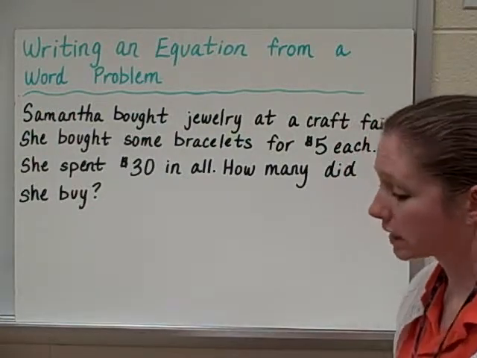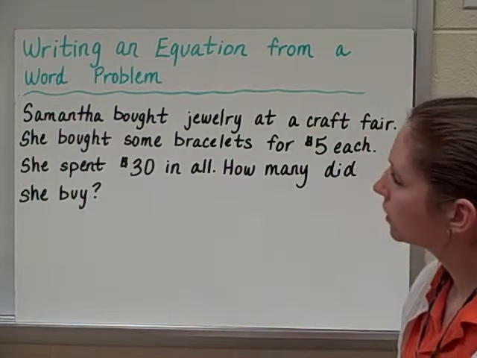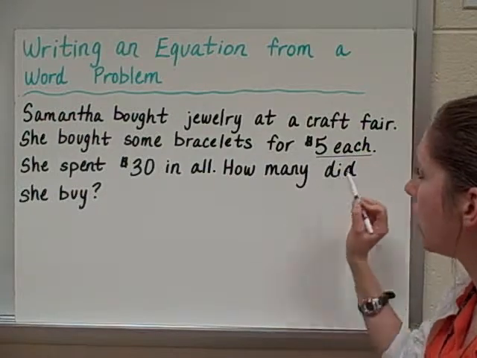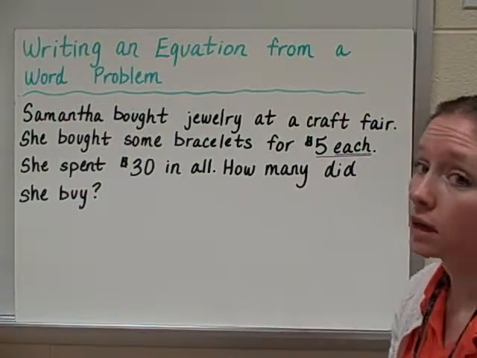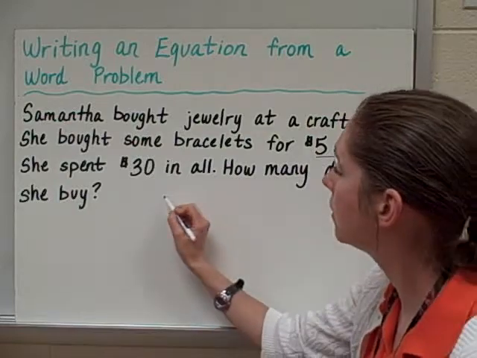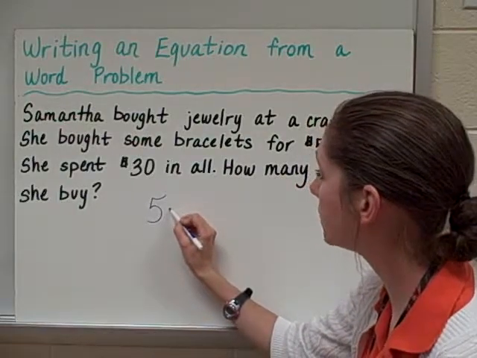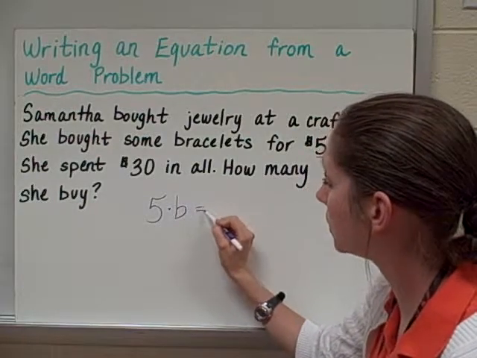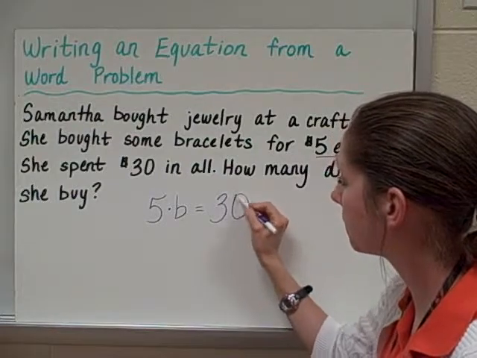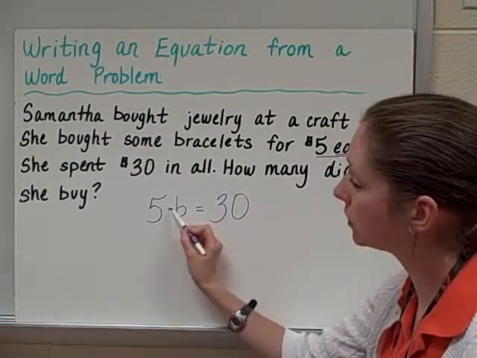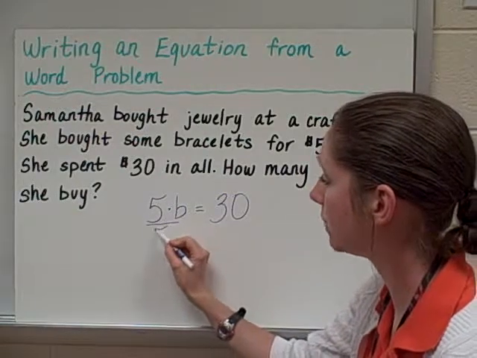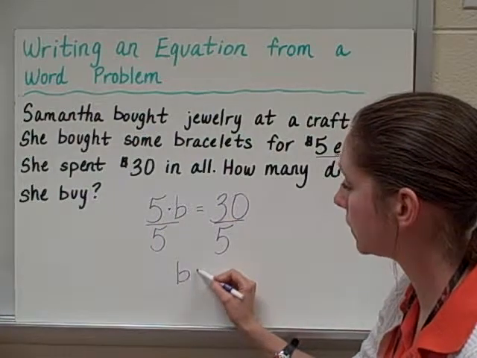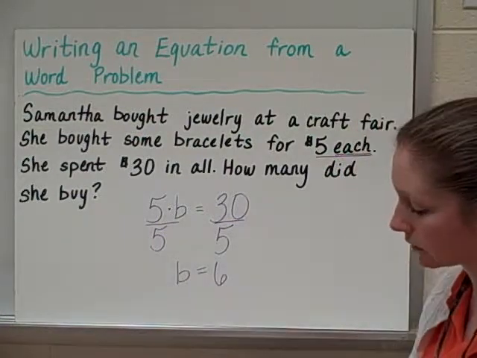So guys, we're looking to write and solve an equation. So we can first take a look at some keywords. $5 each. A lot of times each can be a hint or a keyword for multiplication. So 5 times some amount of bracelets, we'll use b as our variable, is equal to 30. To solve this equation, I've got to do the inverse of timesing by 5, which is dividing by 5. And b equals 6. Samantha bought 6 bracelets.